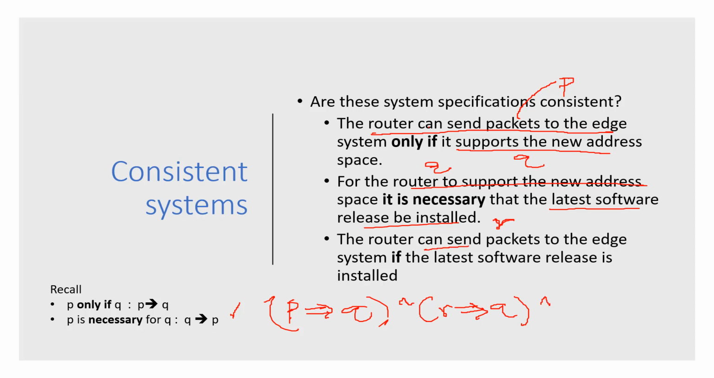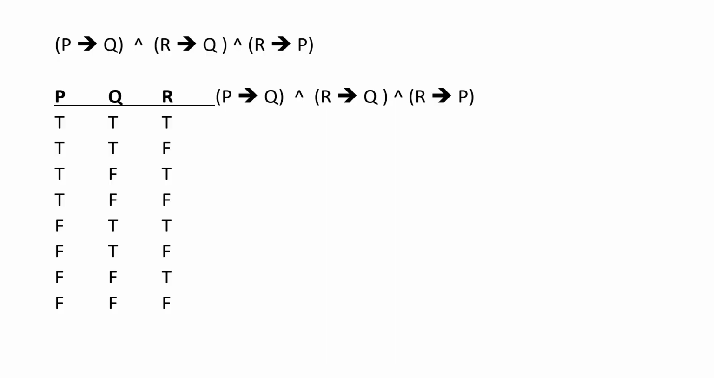The third one says the router can send packets to the edge system, which we call P, if the latest software system release is installed, which we call R. So if R, then P. So we have R implies P. So what we need to do now is to find a set of statements. R implies P, and we have R implies Q. So we'll take this one here.